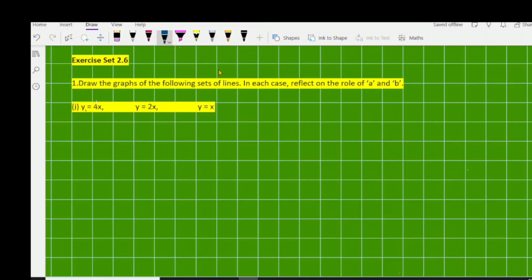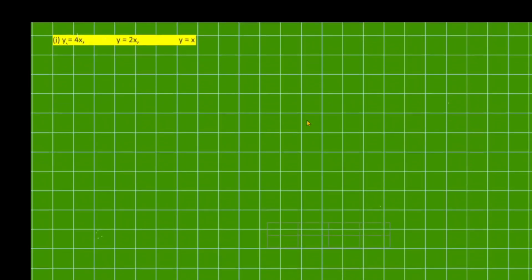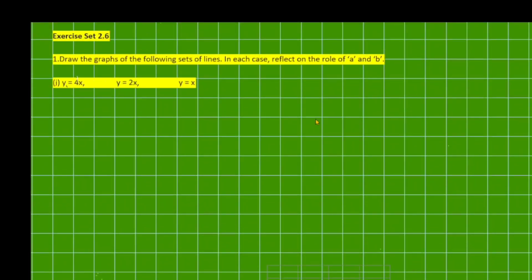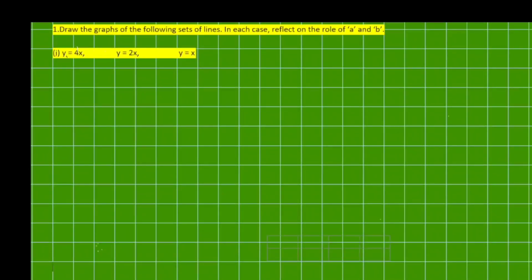Let's see 2.6 solution. Look at the first question. Draw the graph of the following set of lines. In each case, reflect on the role of A and B. So we need to explain what is the role of A, what is the role of B in all the three lines in each subdivision.